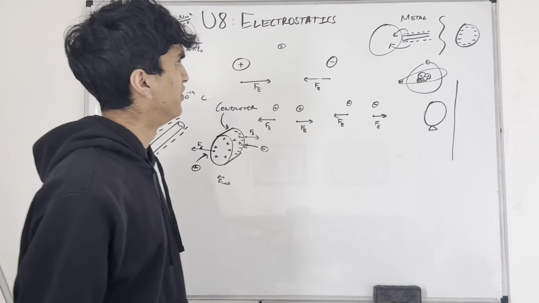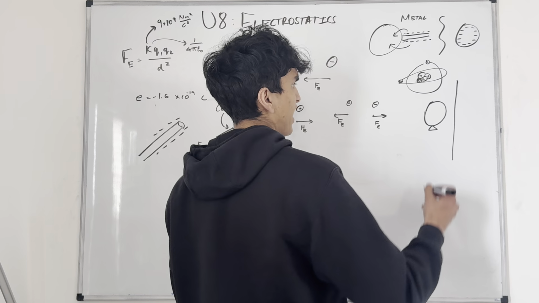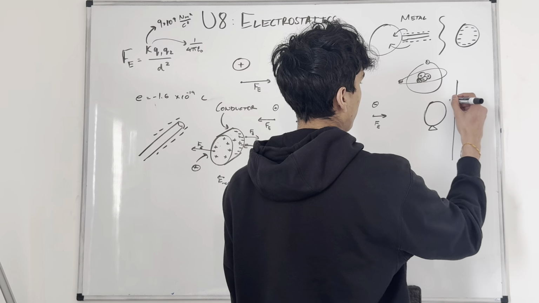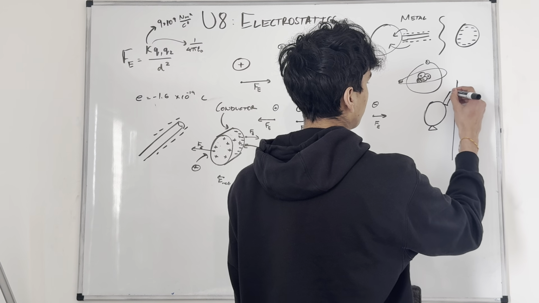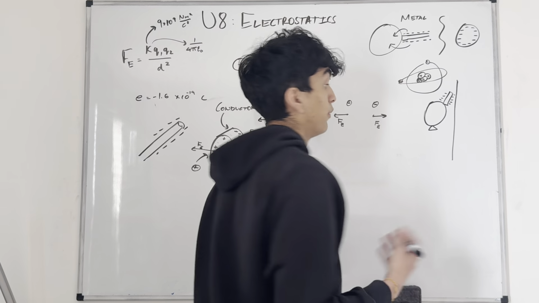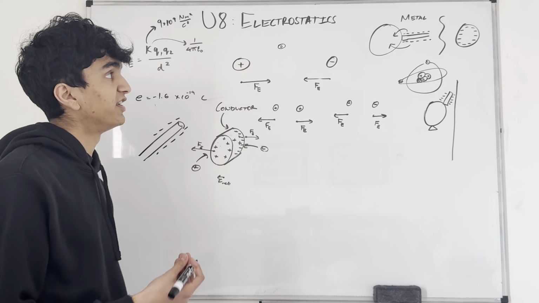Now, let's say I put some charge with my metal rod onto a balloon. Well, a balloon is an insulator.